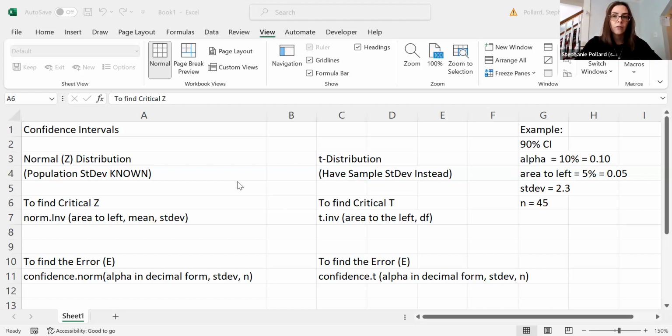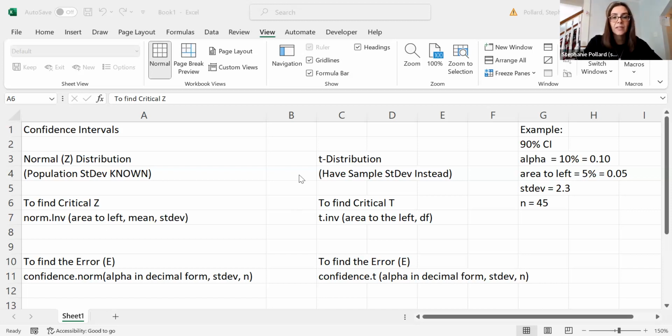Again, this video is not going to focus on going through an entire example. We are covering those in class, or you can watch those in other videos. But the goal here is to show you the Excel steps that you may want to use. One thing you may need to find would be the critical Z or the critical T value. For the critical Z value, the formula we use is norm inverse. And for the critical T, it's T inverse. So you can see they're pretty similar.